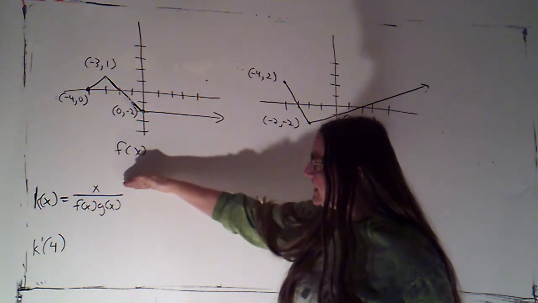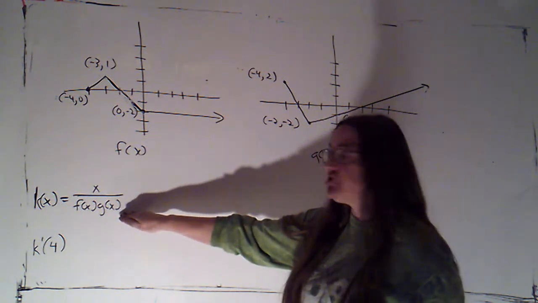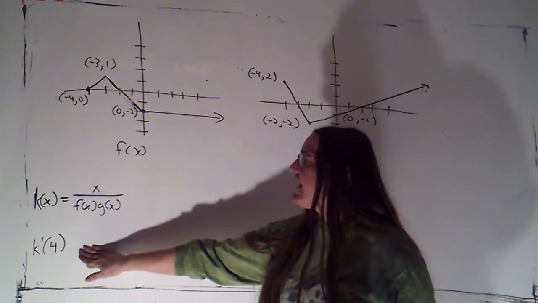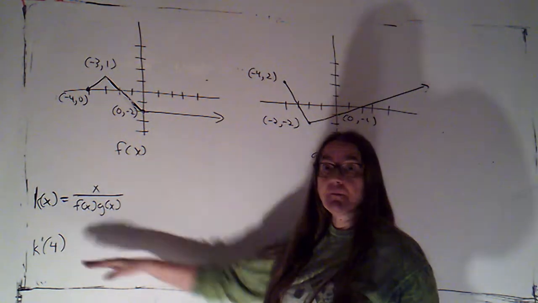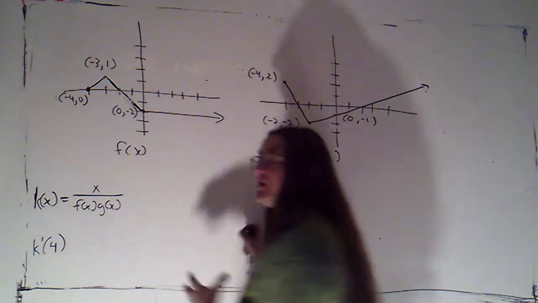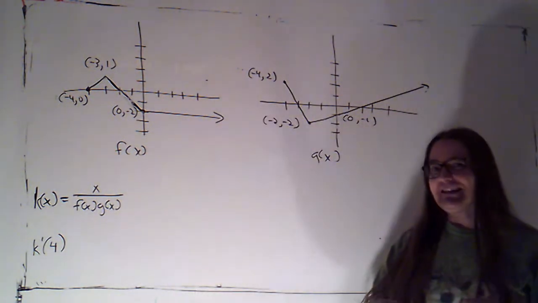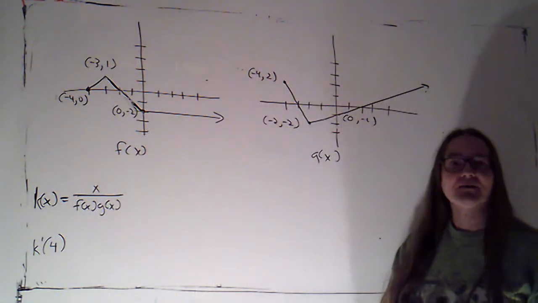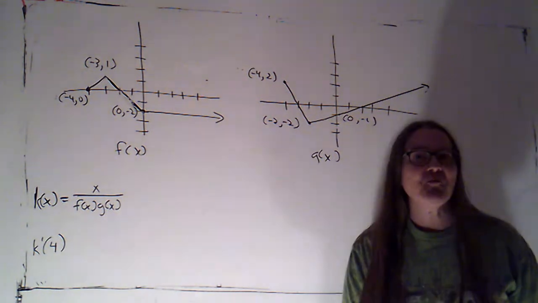K of x is x over f of x times g of x, and I'm asking you to evaluate k prime of 4. I'll just point out that in the denominator you have a product, so you're going to be using product rule inside of quotient rule on this one. Go ahead and pause the video, work that one out.